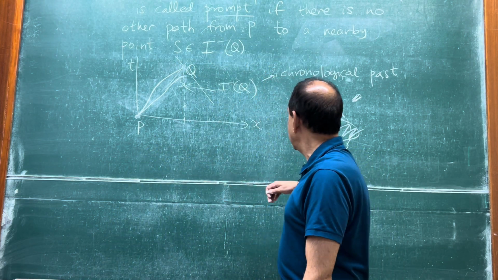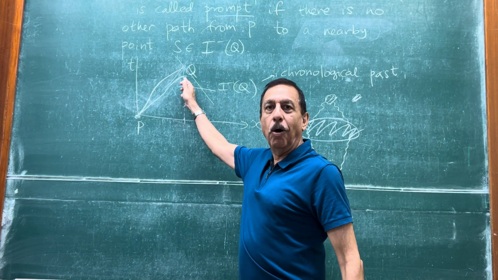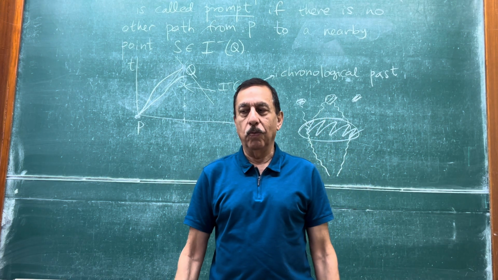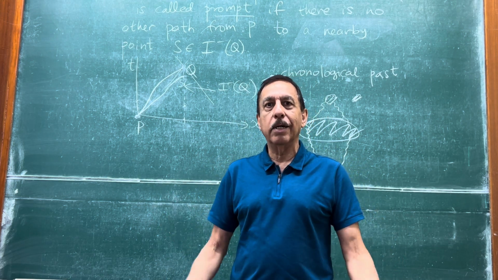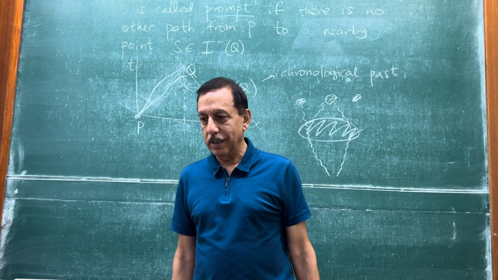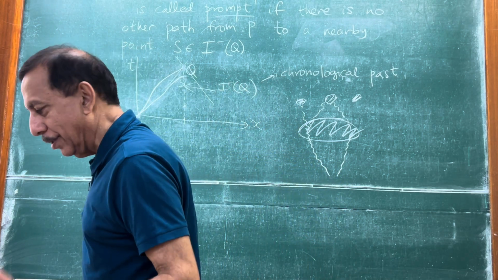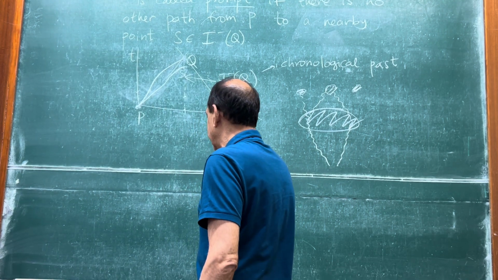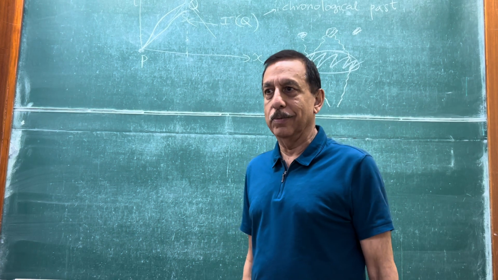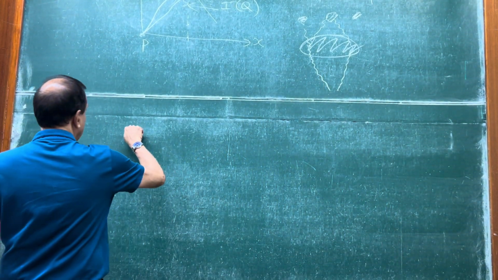So in that case, the one which reaches first is the prompt one and the others are non-prompt. But what's so bizarre is that they've all taken 0 proper time to reach me. It's possible. You'd almost think it's not possible, and the reason why you would think so is that in Minkowski spacetime it's not possible.